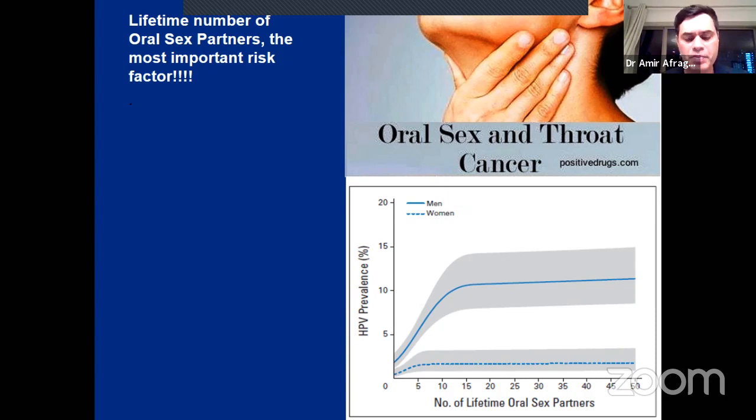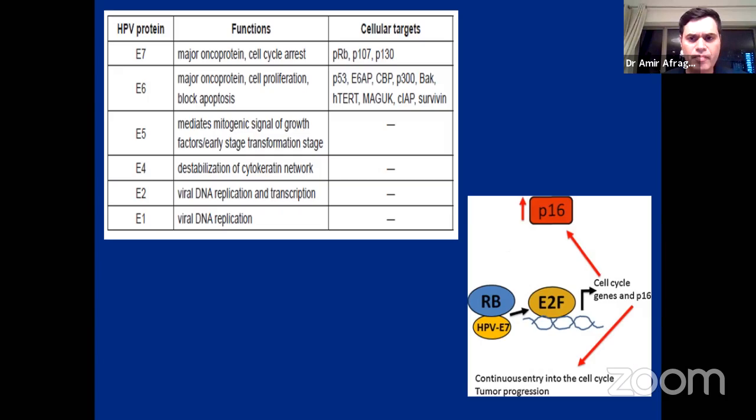A lot of these patients who present with these tonsillar and the base of tongue cancers are below 50 years of age, in comparison to your HPV negative cancers, which are usually seen in patients over 50 years of age. A lot of these patients are non-smokers, in comparison to the smokers we just talked about, are of higher socioeconomic status, and report more oral sex partners.